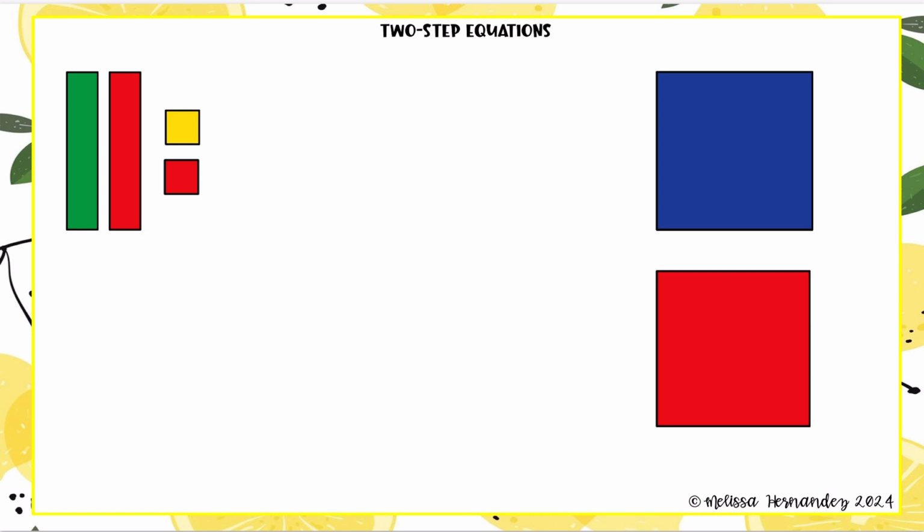The rectangles will represent your variable x. Red will always be negative no matter which tiles you're using. So the red rectangle is a negative x, while the green is just a positive x. You don't have to put positive, but it's up to you. And as I said, the red is always negative, so this small square will be a -1, and then the yellow is a +1.